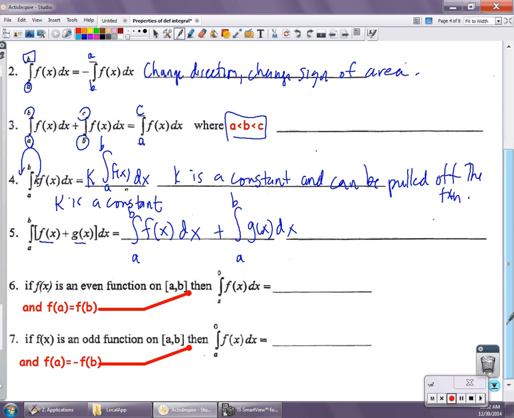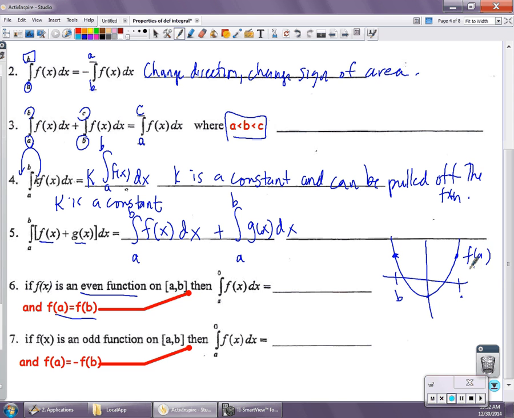Number 6, if f of x is an even function on the interval a to b and f of a is equal to f of b. So in other words, if I just draw a simple parabola, let's pretend that's symmetric. Here's a, here's b.